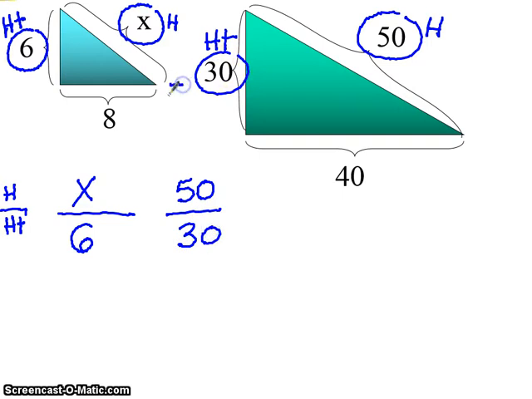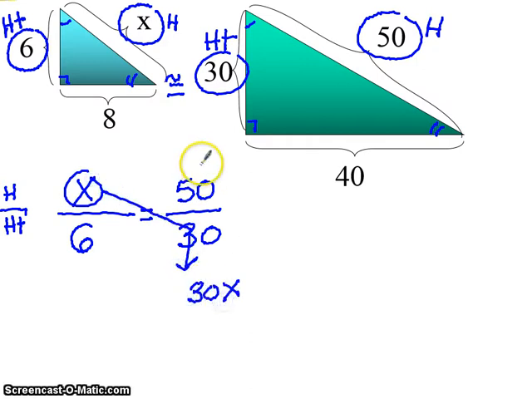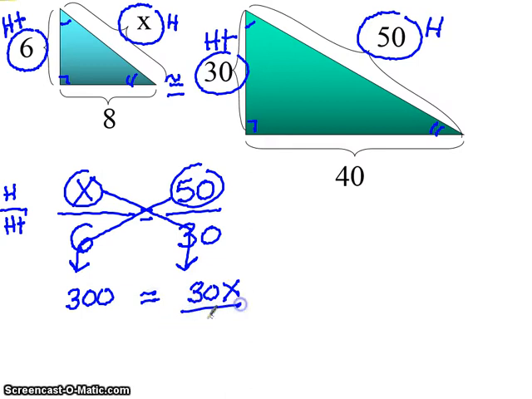Since these are similar figures, they have the same angles. We see right angles here, acute angle of the same measurement. I know these are similar, which means that their sides are proportional. x times 30 makes 30x. 50 times 6 makes 300. So 300 is equal to 30x. Divide each side by 30, and we get 10 equals x.